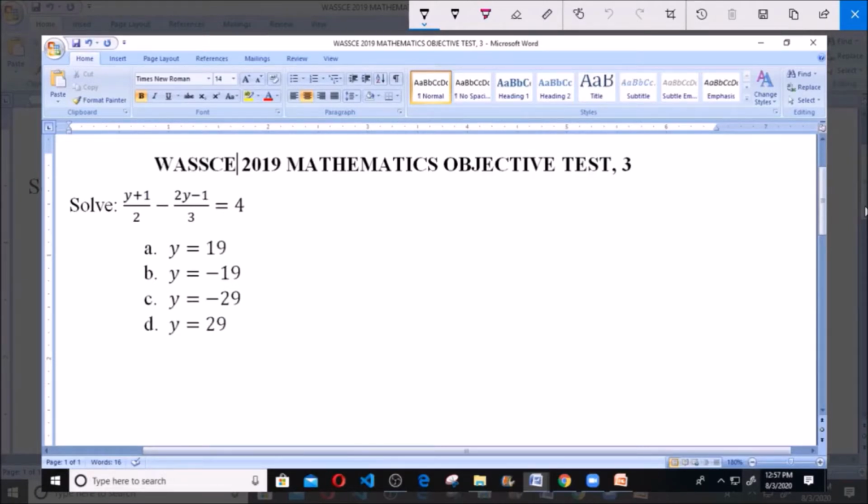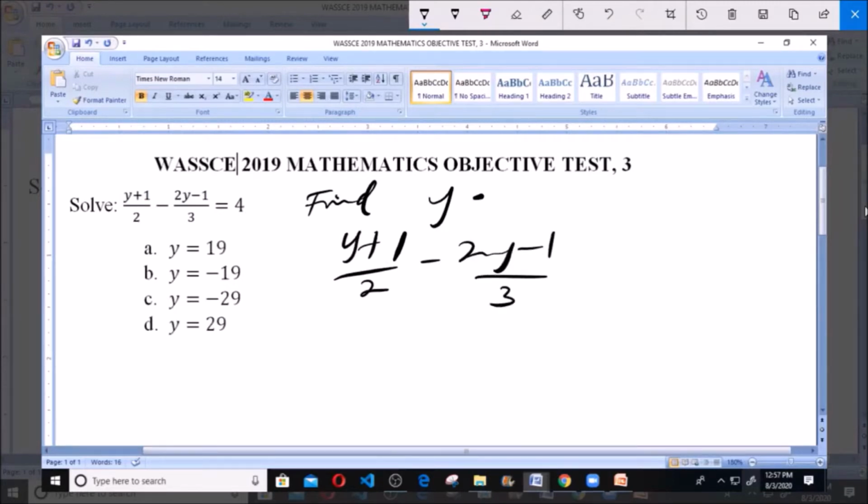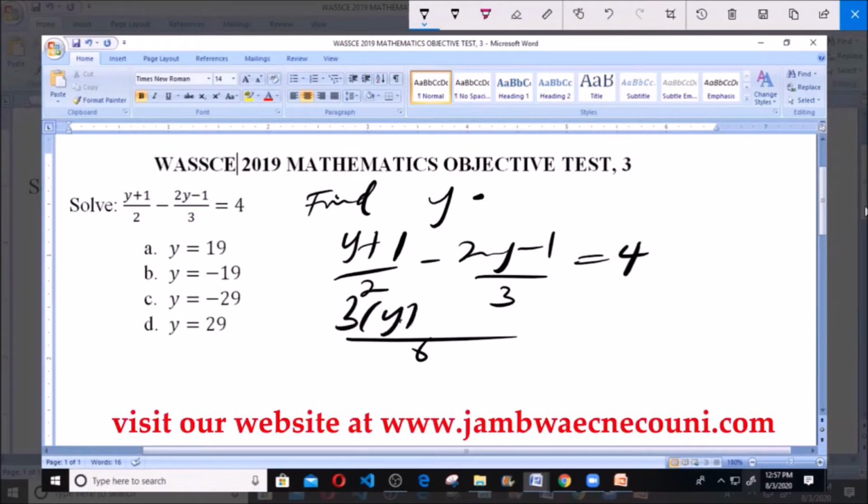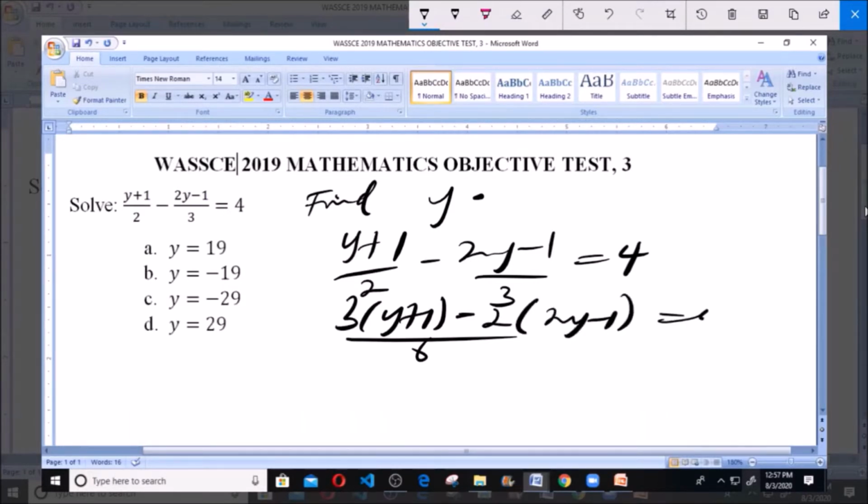So this is the equation we are asked to solve. This question is simply telling us to find y. So (y plus 1) divided by 2 minus (2y minus 1) divided by 3 gives us 4. So you find the lowest common multiple, which is 6. 2 can go into 6 how many times? 3 times, into y plus 1. And then 3 can go into 6 2 times, into 2y minus 1. Everything gives you 4.